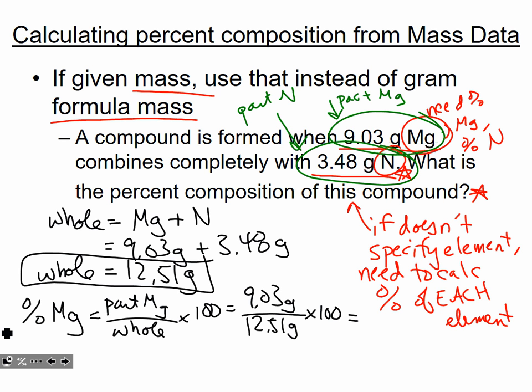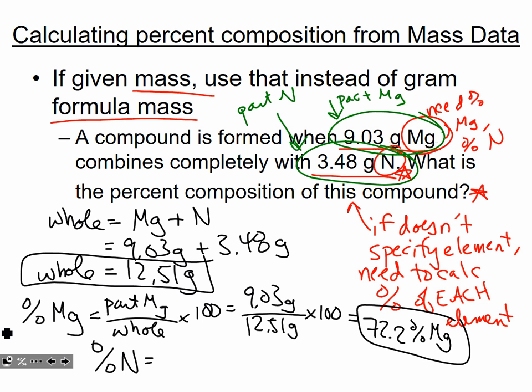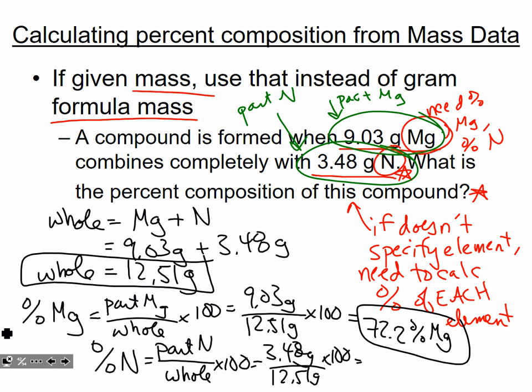We do that math out, we get that it's 72.2% magnesium. And then likewise for the percent of the nitrogen, same thing. We want to do the part of the nitrogen divided by the whole of the compound times 100. So we're doing 3.48 grams divided by 12.51 grams times 100, and we get 27.8% nitrogen. And that's percent composition. And there are many different uses of percent comp in chemistry in terms of the formula. So we're going to be practicing this in class.